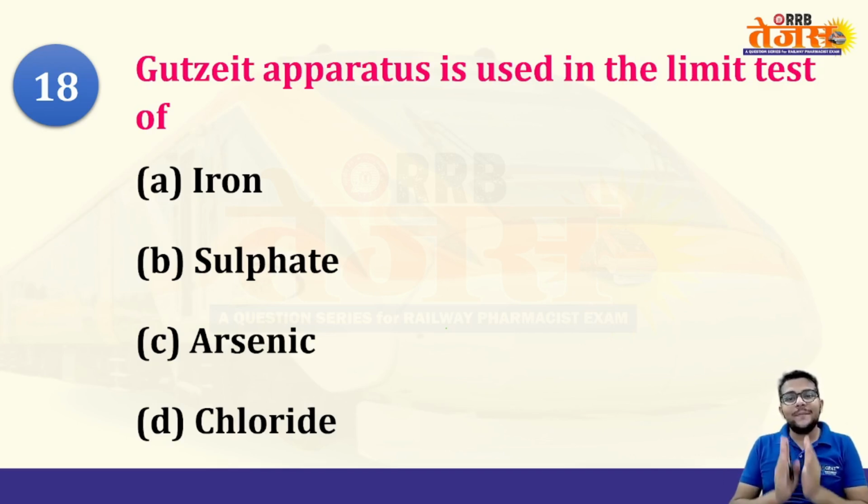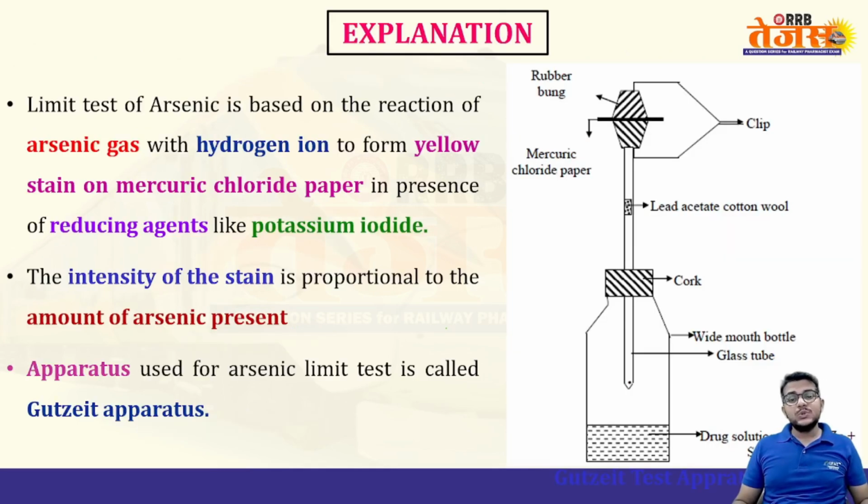There is a concept that the arsenic limit test is also known as the GIT test. According to IP, the limit test of lead we perform in the funnel. The apparatus used for arsenic, you are able to see the typical diagram of it, and it will give a yellow stain.